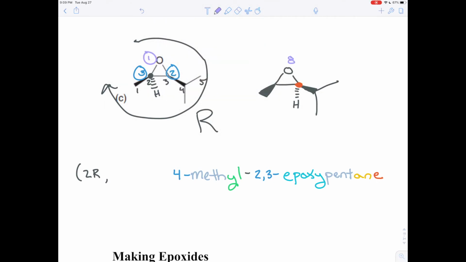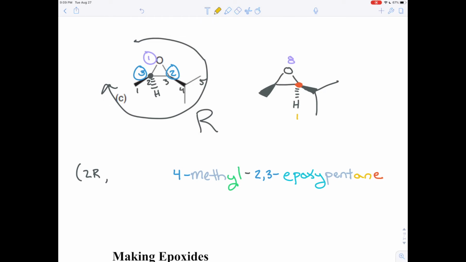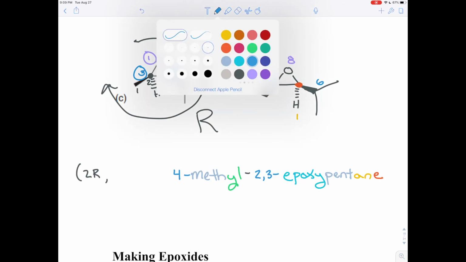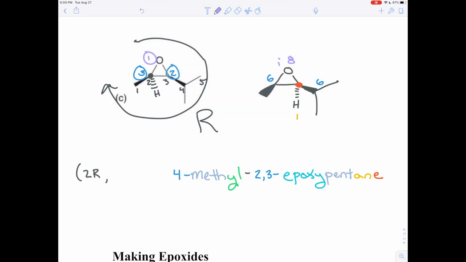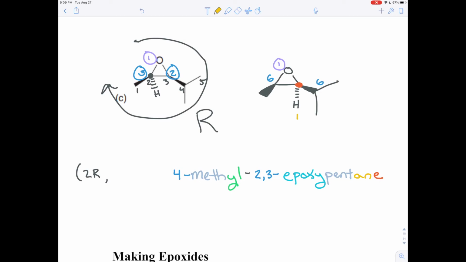Okay, so we want to assign priorities. This is bonded to an oxygen. Oxygen has an atomic number of 8. Bonded to a hydrogen. Hydrogen has an atomic number of 1. And to 2 carbons. Each of these carbons has an atomic number of 6. Oxygen has the highest atomic number, so it's going to get the highest priority of 1. The hydrogen has the lowest atomic number, so it's going to get the lowest priority of 4. So now we have the 2 carbons.